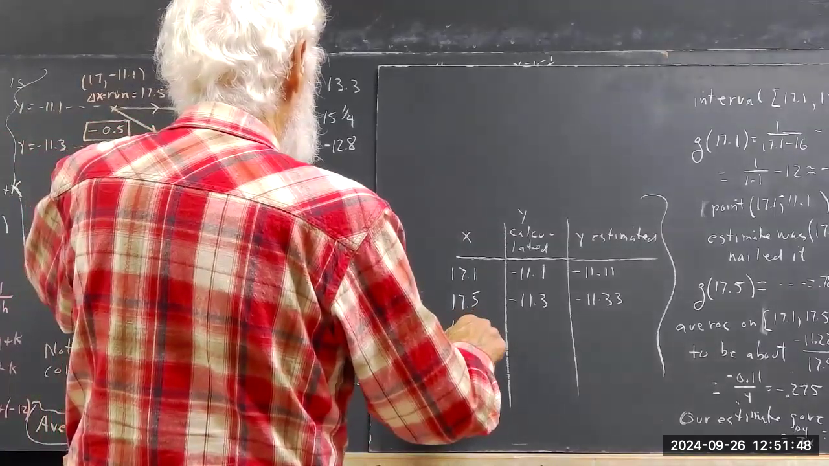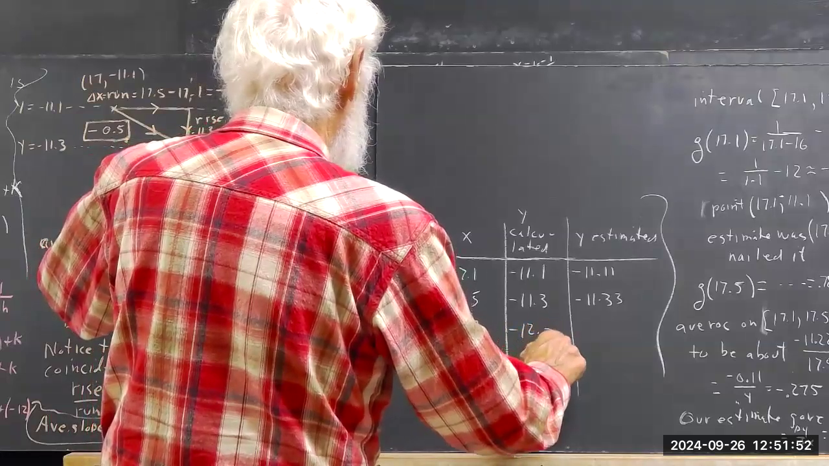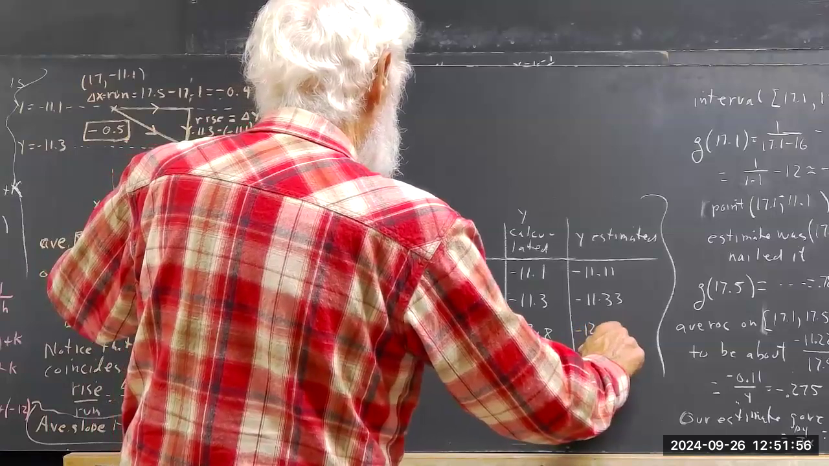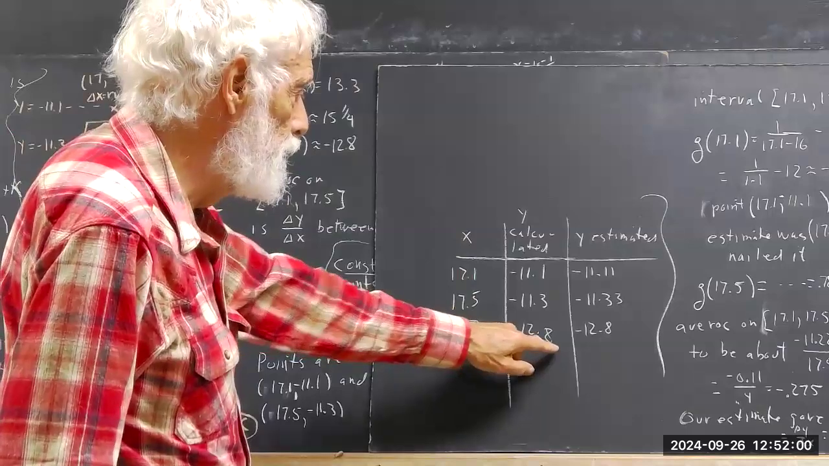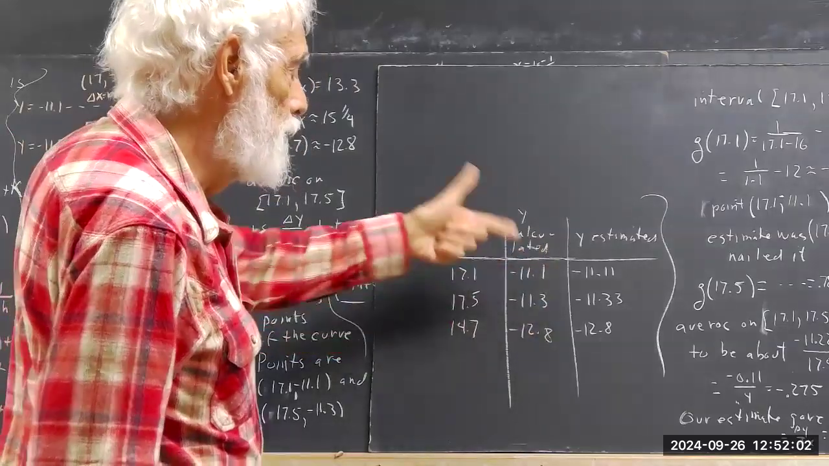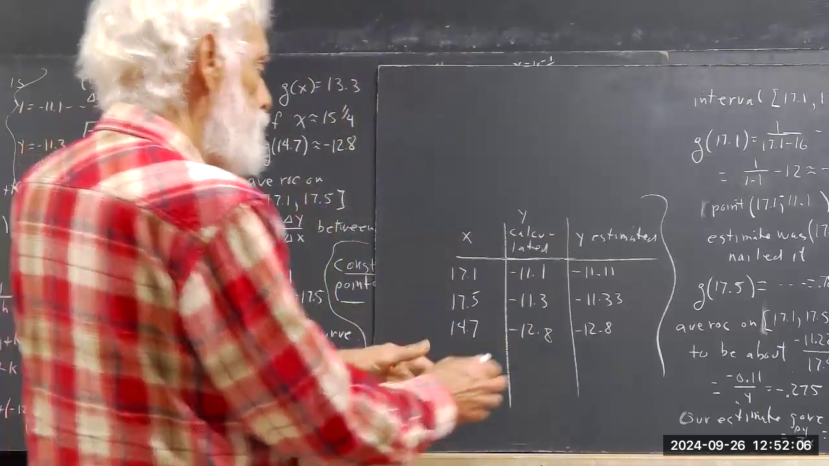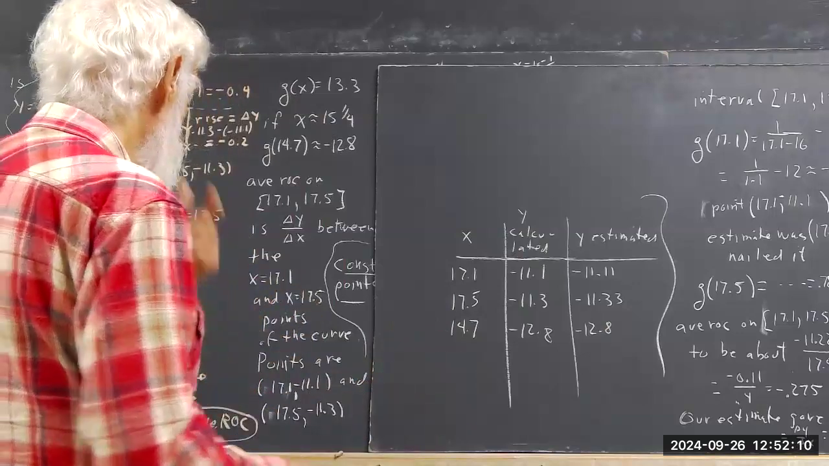14.7 gave us negative 12.8. Our estimate is negative 12.8. Now you can calculate these numbers to a couple of significant figures. Okay. So you can really see that they aren't exactly what these numbers are, but they're very close.